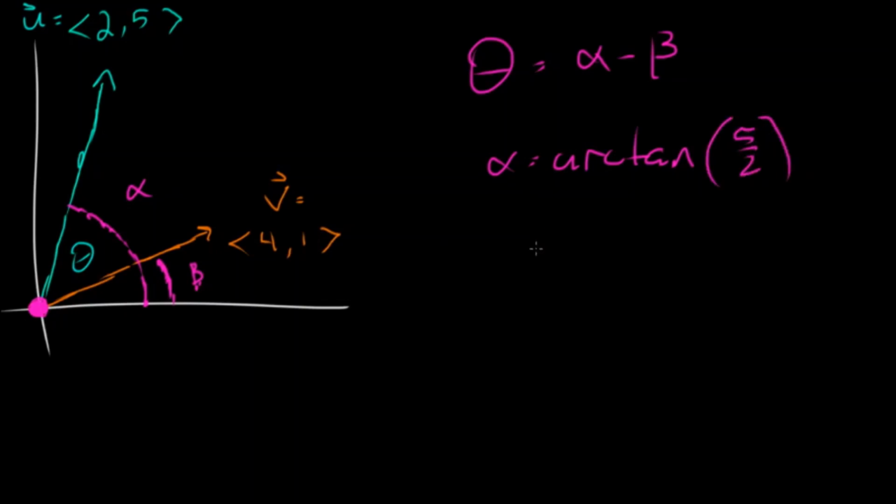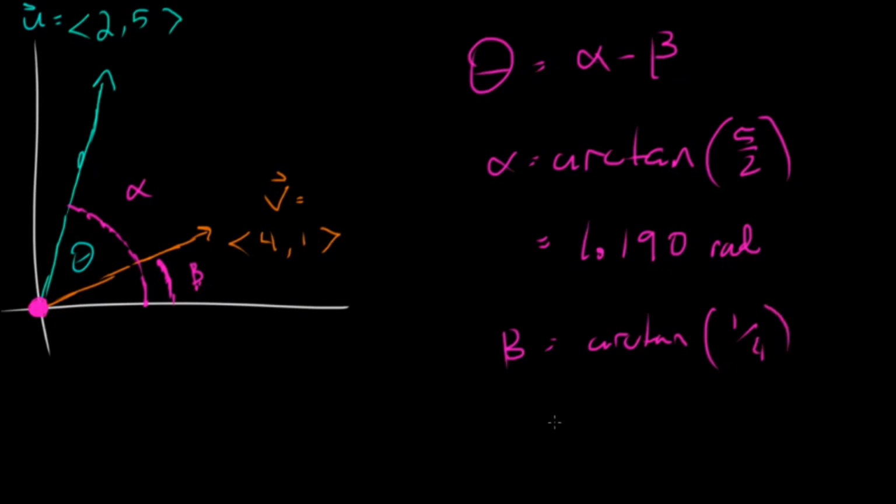And that ends up being 1.190 radians. And beta is just the arc tan of 1/4. So that's just going to be 0.245 radians. All right, so what is theta? Theta ends up just being the difference between those two, which is 0.945.